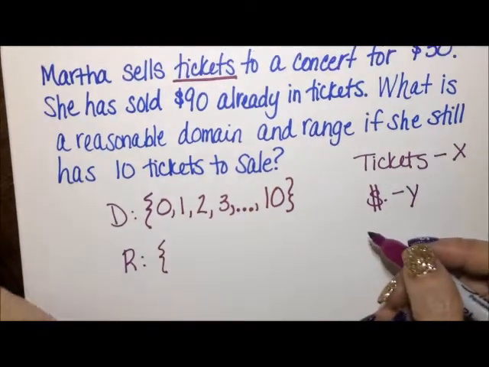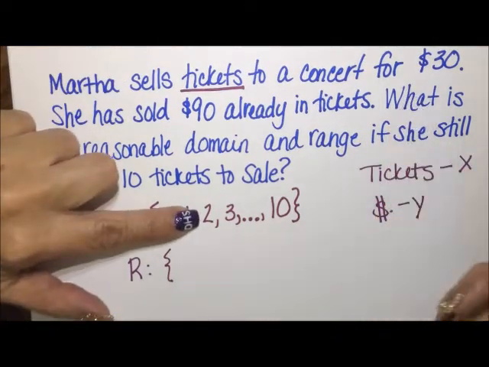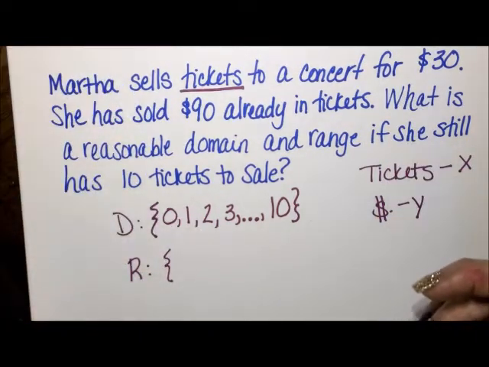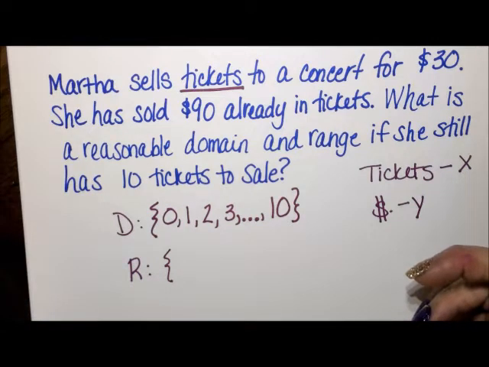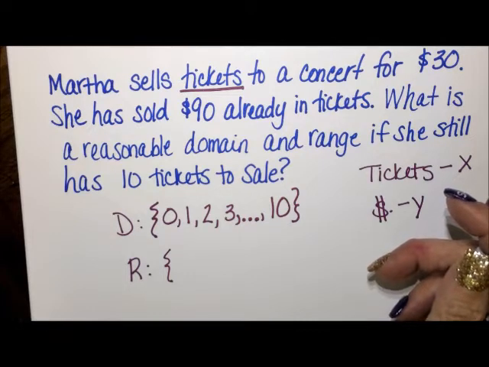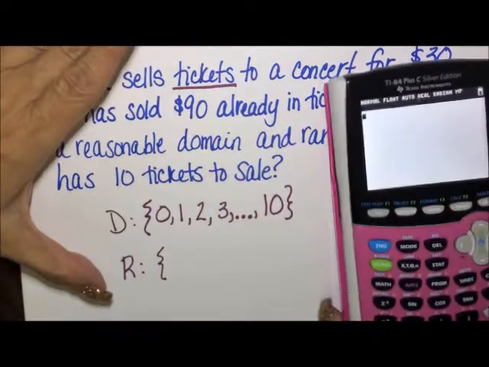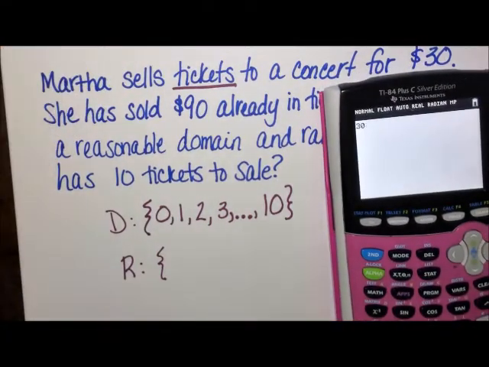Now the range, this is how much money. You might be thinking, okay, well if she sells 1 ticket, it's $30. 2 tickets, it's $60. 3 tickets, it's $90. Yes, but there's a little catch that goes on with that. What is it? Hopefully you're saying, well, she already made some money. How much money did she make already? She already made, not $30, $90.